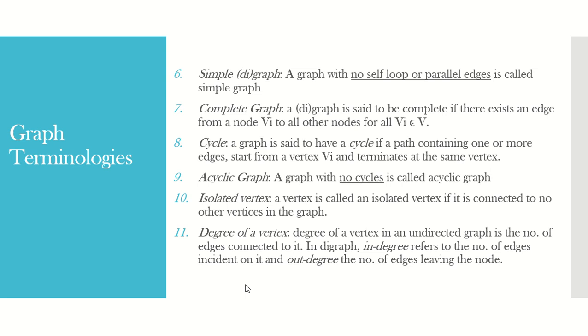Next is cycle. A graph is said to have a cycle if a path containing one or more edges starts from a vertex Vi and terminates at the same vertex. So a graph is said to be a cyclic graph if you can find a path that starts from a particular node and ends back at the same node. If that is the case, we say that there exists a cycle inside the graph and the graph is a cyclic graph.